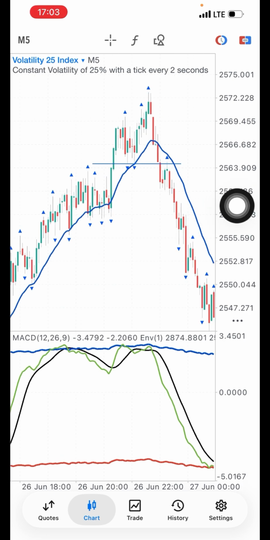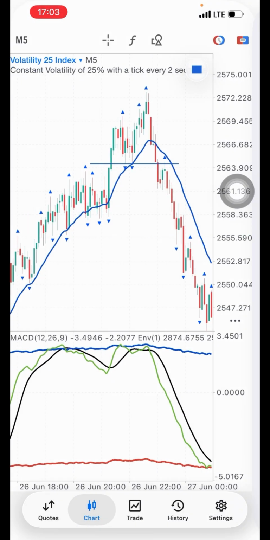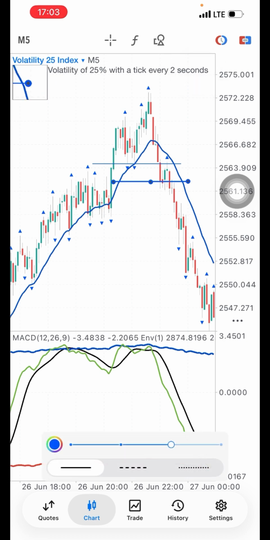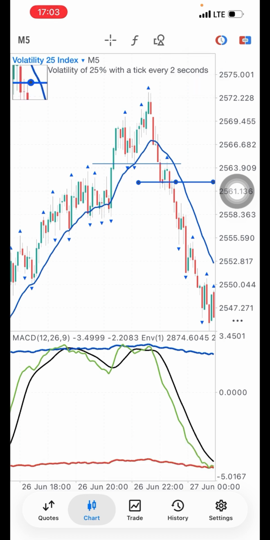Once you mark this area, now you want to wait for price to break and close. So for this one, this is where you are taking your entry from. This is where you'll be taking the sell from. This is where the candlestick closes below that structure.